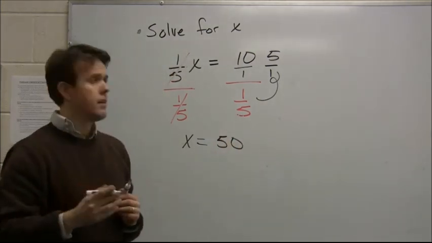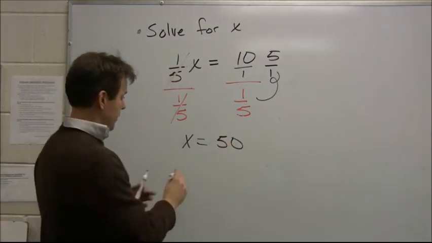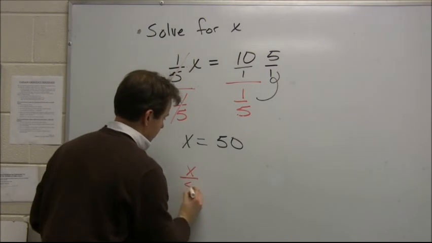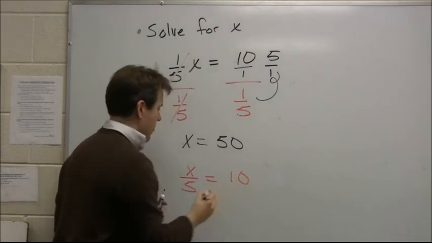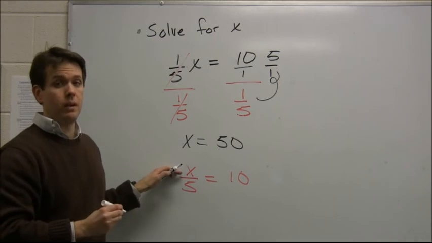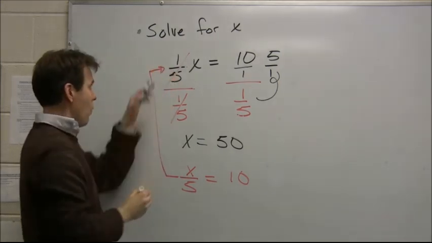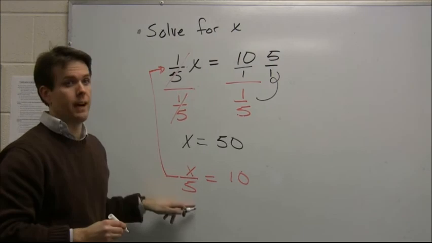So I wanted you to see that 1/5 x, earlier we had an equation that looked like this. We had x over 5 equals 10, which is exactly the same equation, right? These two are exactly the same equation. 1/5 x is the same as x over 5.